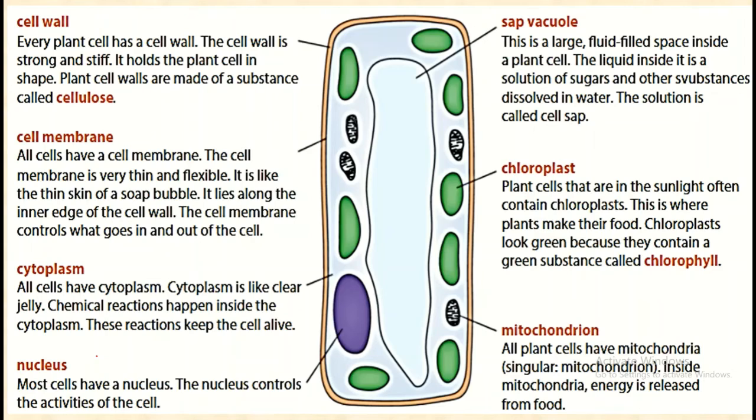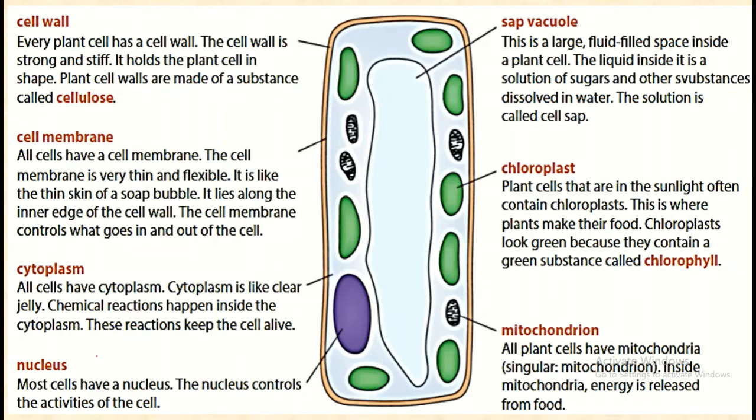The next one is the cytoplasm. Cytoplasm is a jelly-like structure, and all the chemical reactions which take place inside the cell are done by the cytoplasm. Now due to these chemical reactions, the cell is alive. If these reactions don't take place, then the cell will not be alive. Nucleus. It is the central part of the cell, and it controls all the activities of the cell.